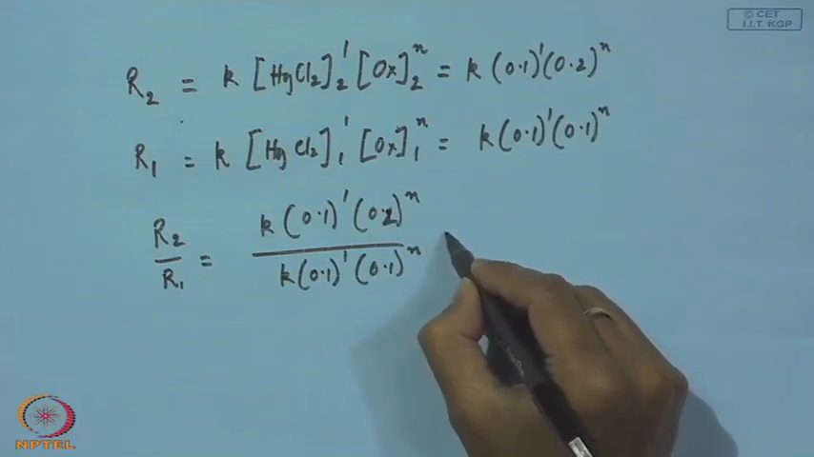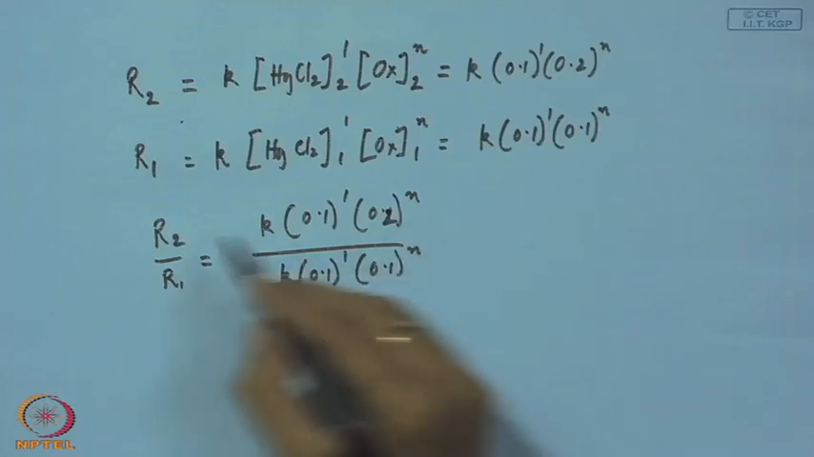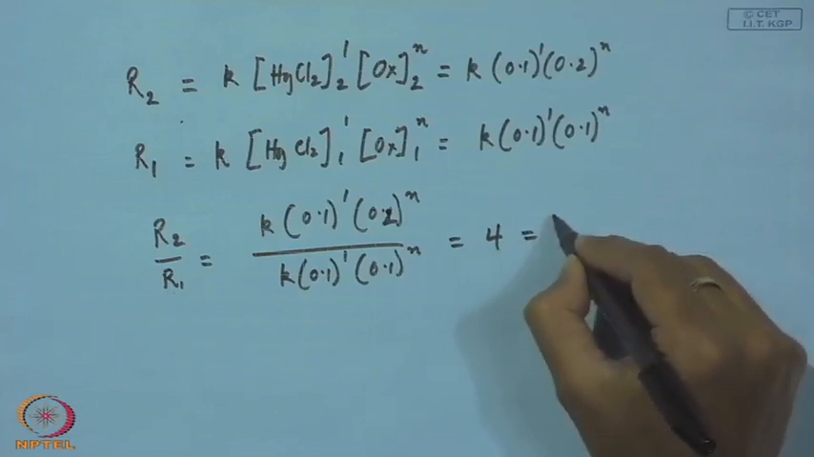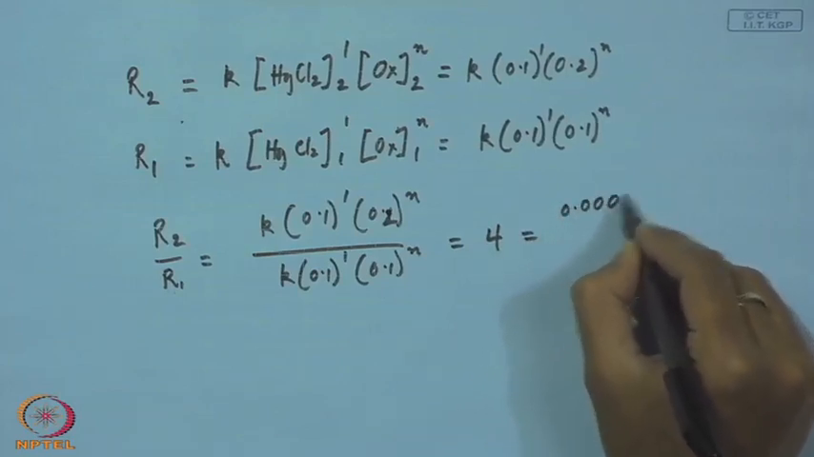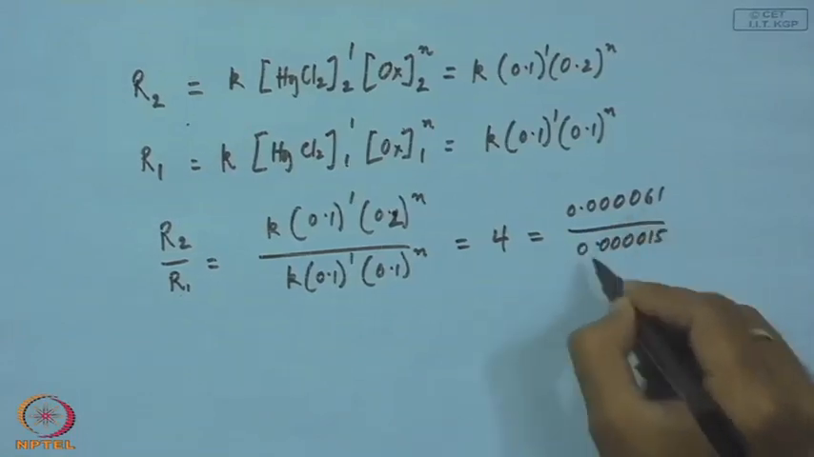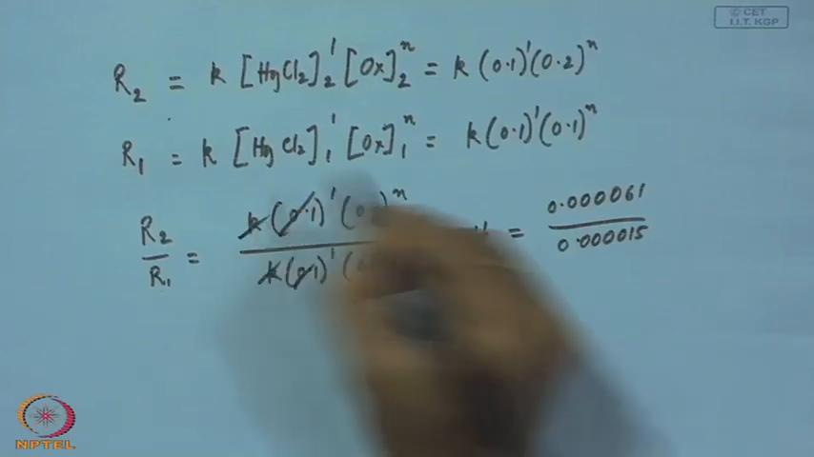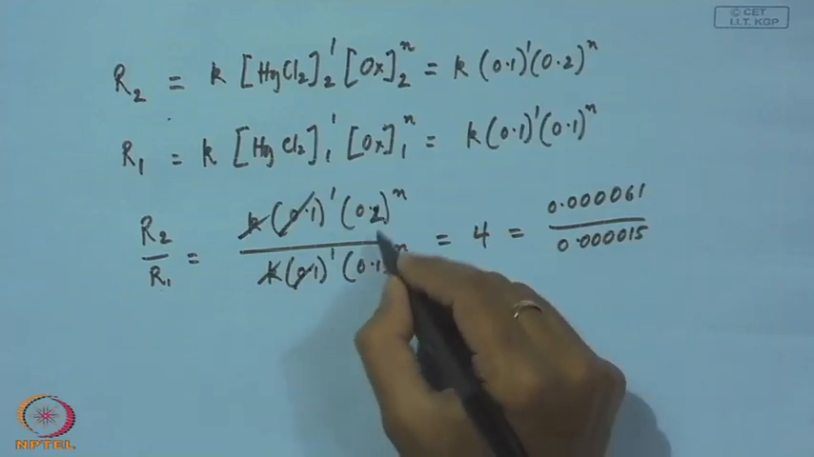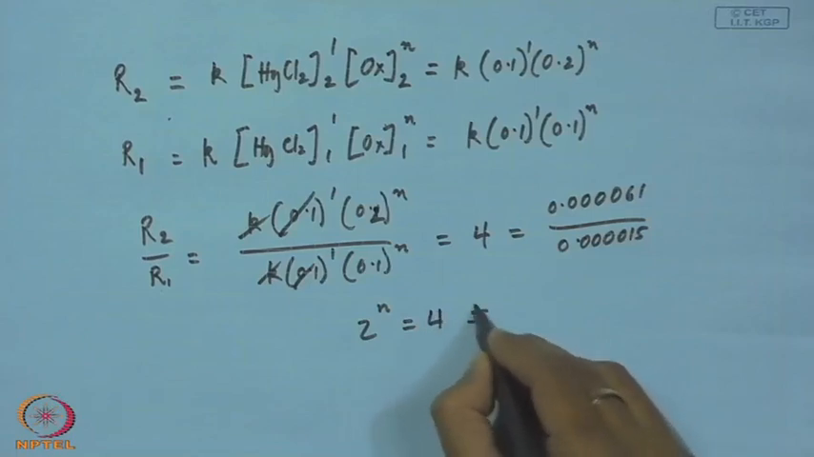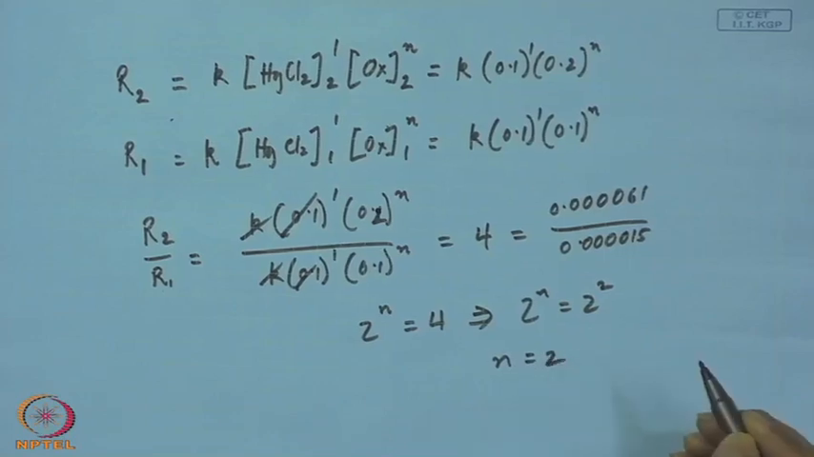Okay. And this is basically how much? If we look at the ratio for 2 and 1, it comes out to be equal to 4, because this is 0.00061 divided by 0.000015, that means it is basically 4. So, we cross out the common terms, and it is 2 to the power n. 2 to the power n is equal to 4, which implies 2 to the power n is equal to 2 to the power 2, that means n is equal to 2.